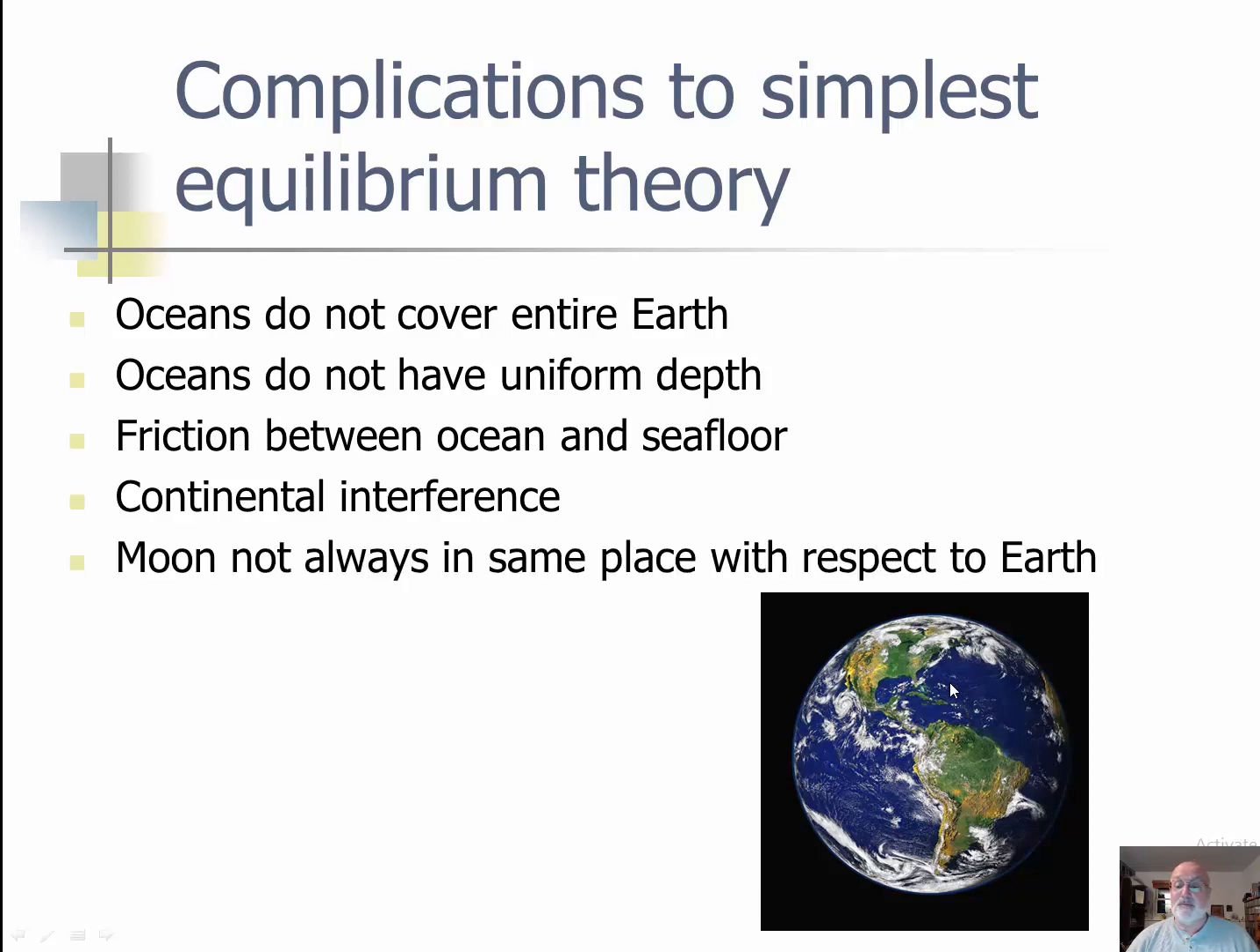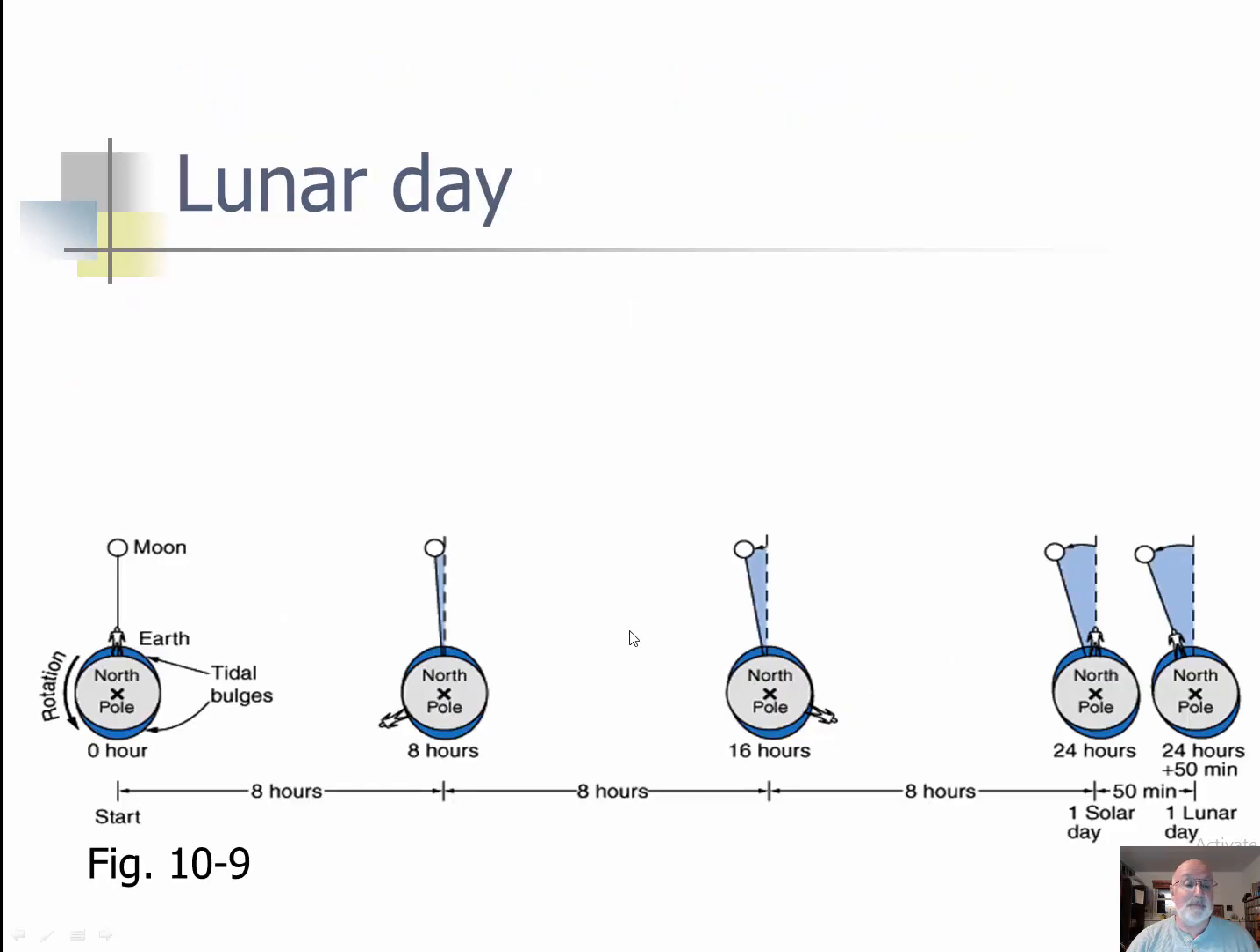And the moon's not always in the same place with respect to the Earth. It actually moves around the Earth every 27 1/3 days. The lunar day is longer than the solar day. It takes the moon, like I said, almost a month to go around. That's where the name month comes from. The solar day takes only 23 hours and 56 minutes.